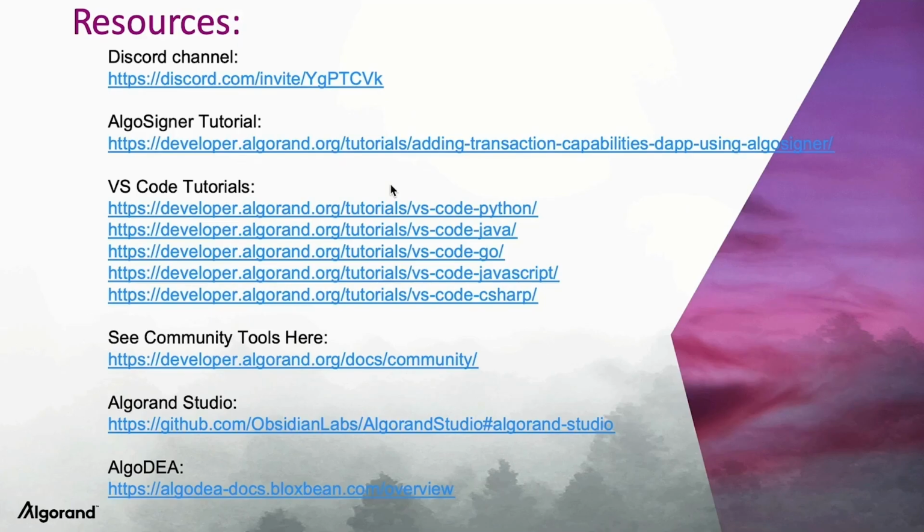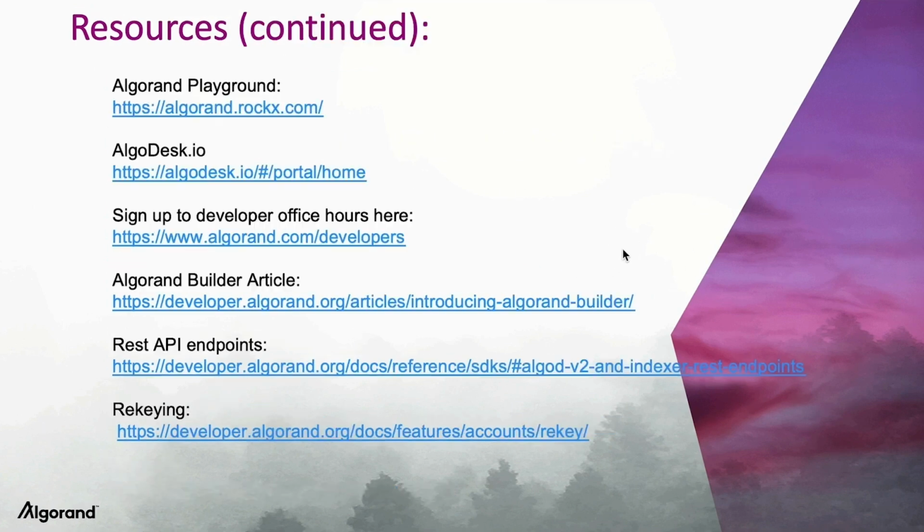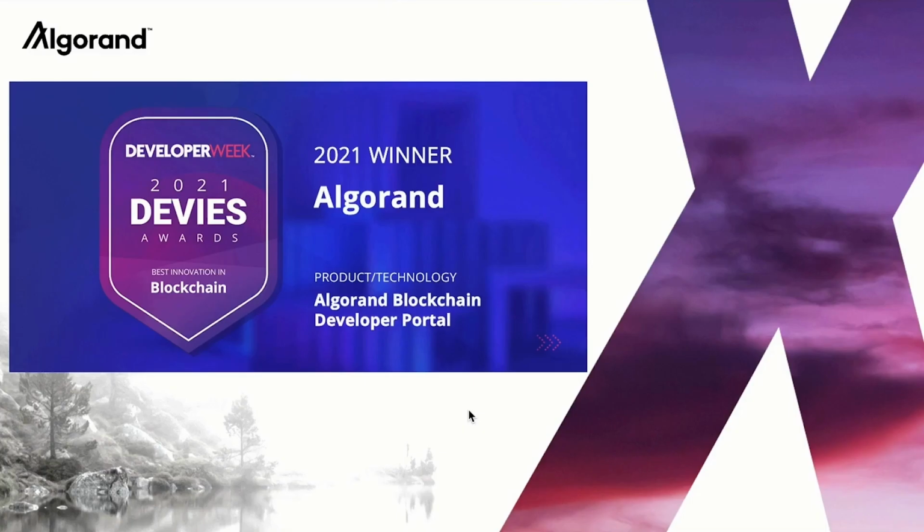A lot of great resources, a lot of tutorials here. These are all in the deck. Community tools: Algorand Studio, AlgoDEA. You've got another one, this playground, which is pretty cool. AlgoDesk we saw. There's also the TEAL piece to that, the smart contract piece, REST API endpoints that I showed you with the built-in Postman, and rekeying information.